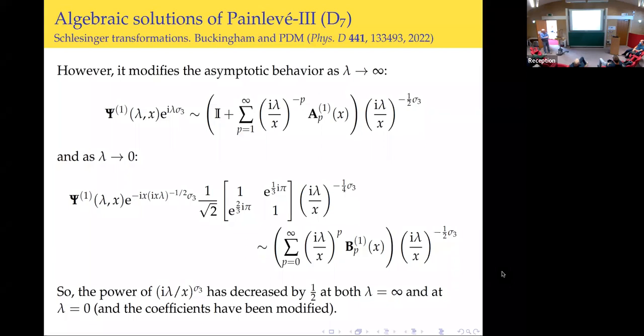Just like that. So in other words, the power, if you like, of i lambda over x to the sigma 3, this has decreased by a half at both infinity and at 0. And these coefficients are different now as a result of the multiplication. So, okay, going up by 1 in n, we've reduced both of these exponents by a half, if you like.